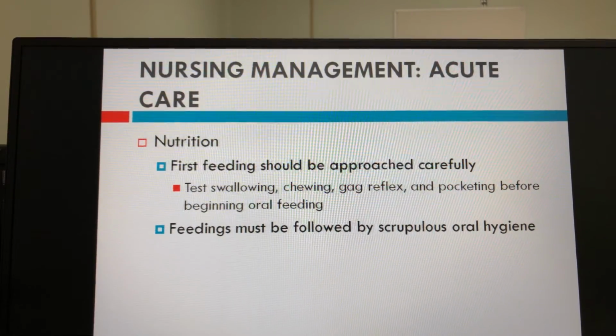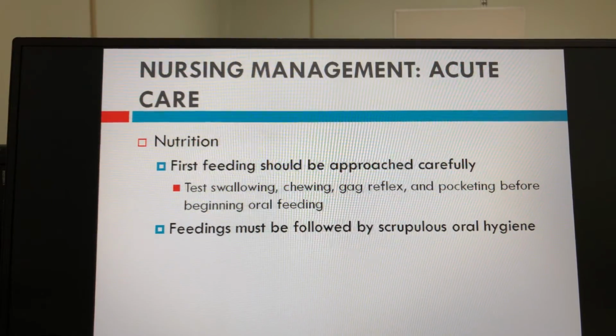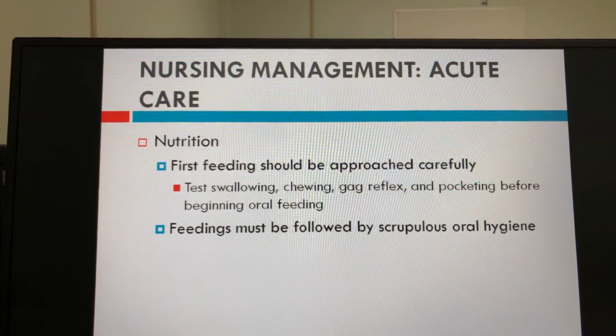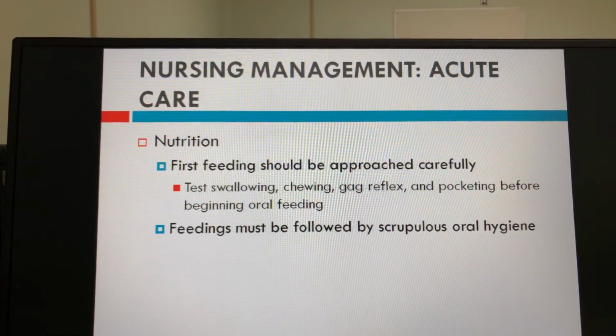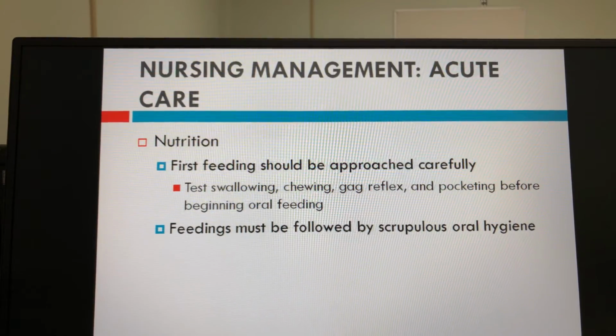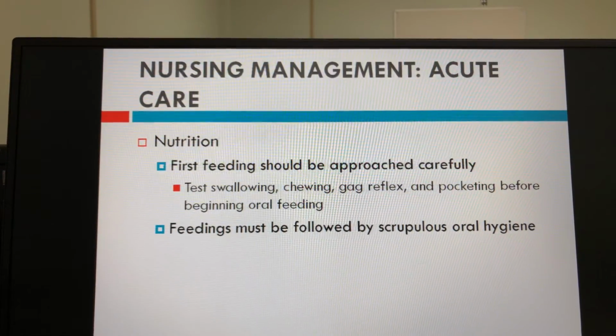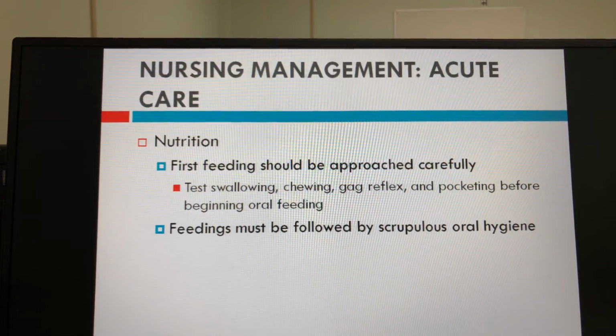The gag reflex may be impaired due to dysphagia and needs to be assessed. Therefore, the first oral feeding should be carefully planned. Before initiating a feeding, assess the gag reflex by gently stimulating the back of the throat with the tongue blade. If a gag is present, the patient will gag spontaneously. If it's absent, you want to defer the feeding, and do exercises to stimulate swallowing. Those need to be started as well.